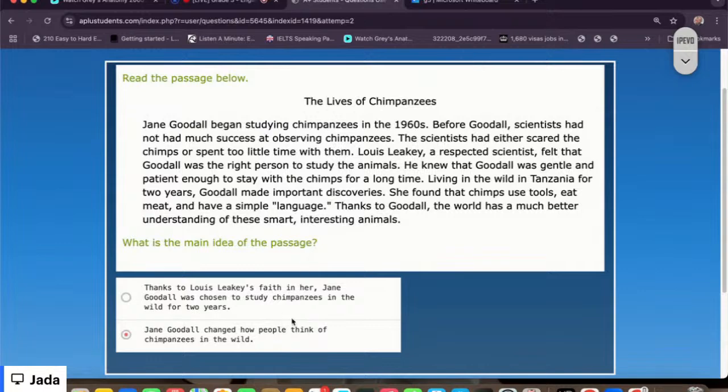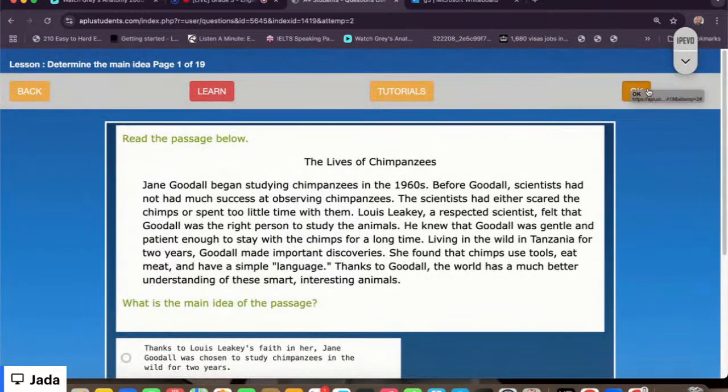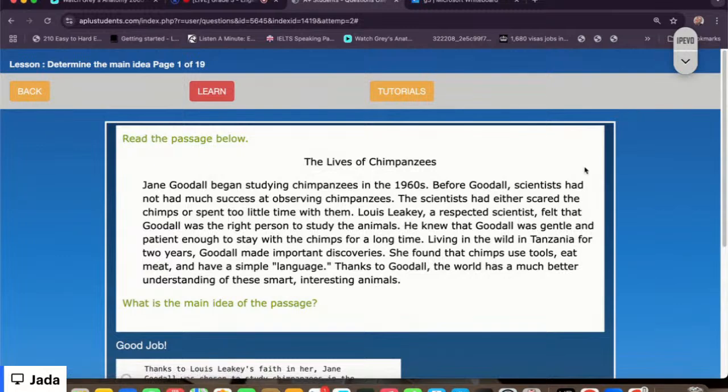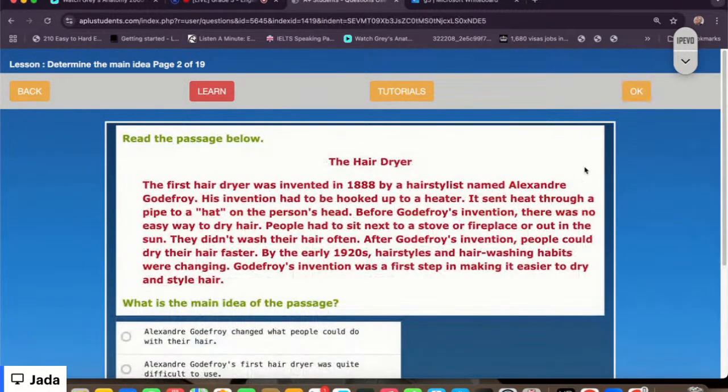So we have option two. Let's see if that is the main idea. Okay, good job. So that's the main idea.